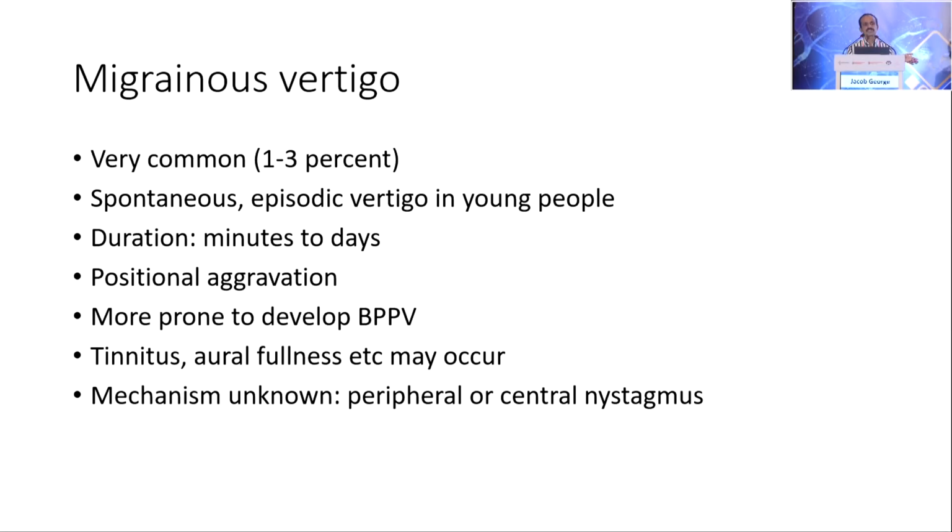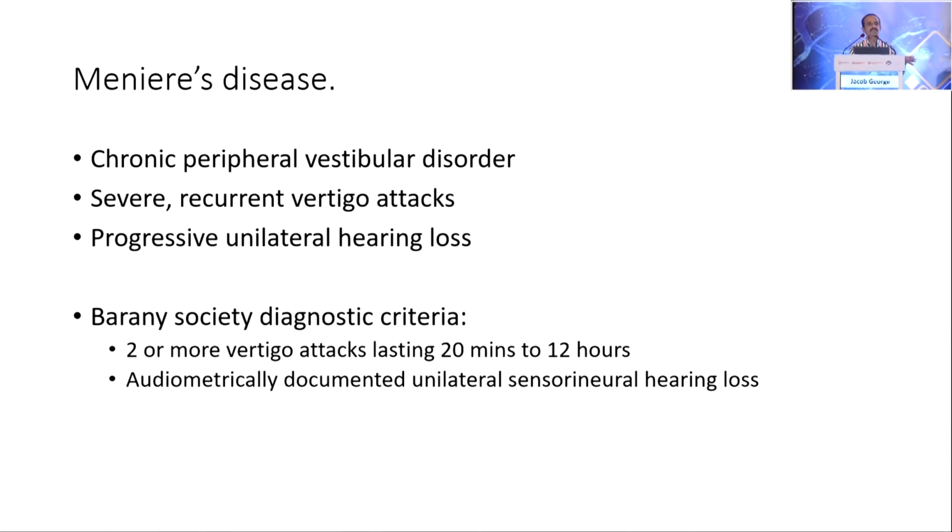And migraine also has positional aggravation. Migraine also may have tinnitus, aural fullness. But there is another peculiarity of tinnitus of migraine. Tinnitus of migraine tends to be bilateral, unlike Meniere's where it is unilateral. And Meniere's is diagnosed by this triad of episodic vertigo, tinnitus, and sensorineural deafness. That is the key point of Meniere's. Migraine does not have sensorineural deafness. Thank you.